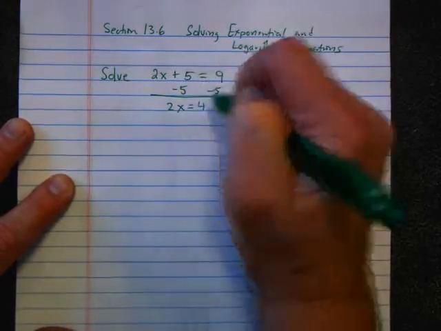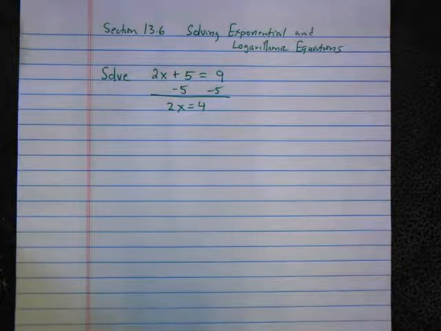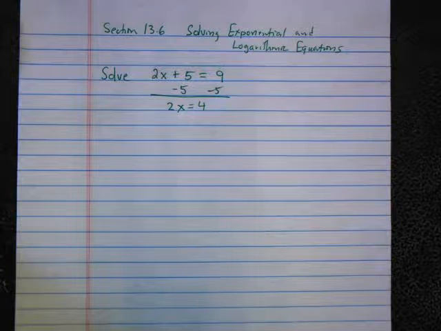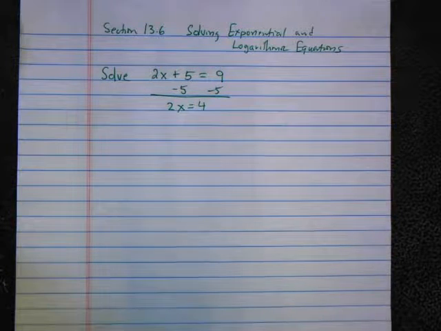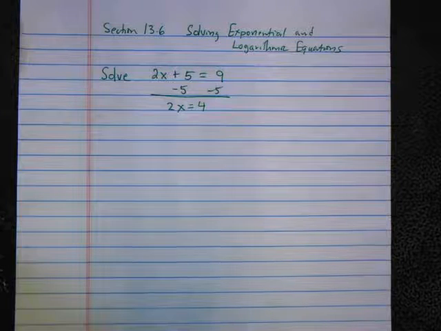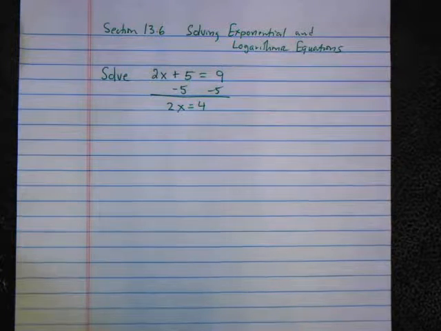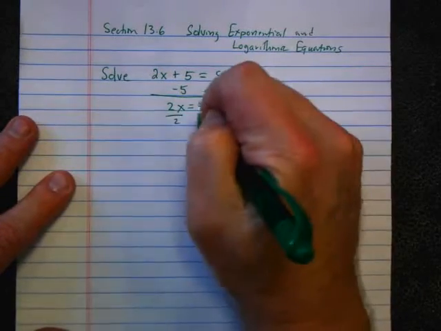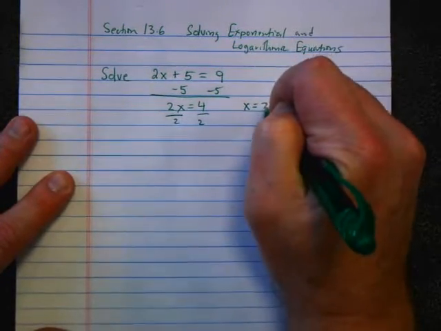2x equals 4. And then what do you do? Why do you divide by 2? Because it cancels. It's the opposite of the multiplication. It's not the opposite, it's the inverse, because opposite means pluses and minuses. The inverse of multiply is divide. All right, so we divide by 2, and we get x equals 2.